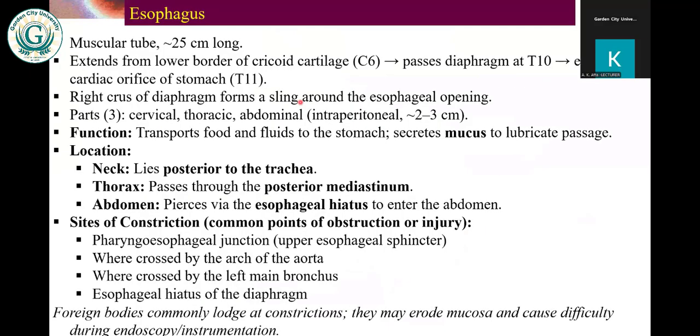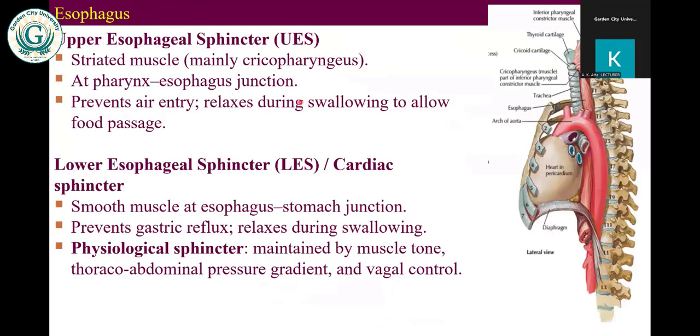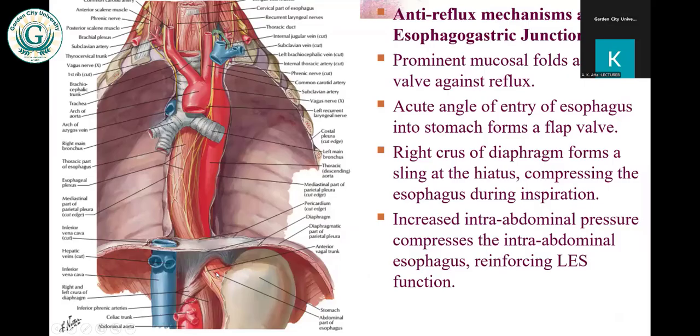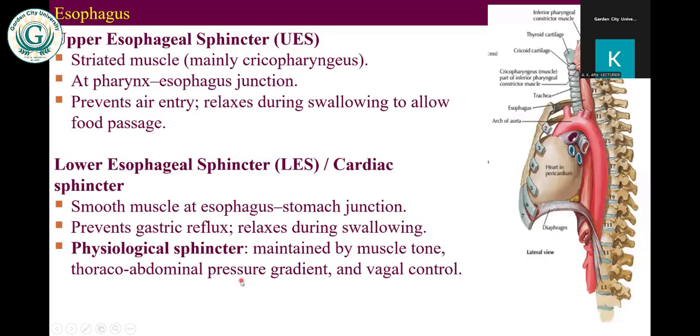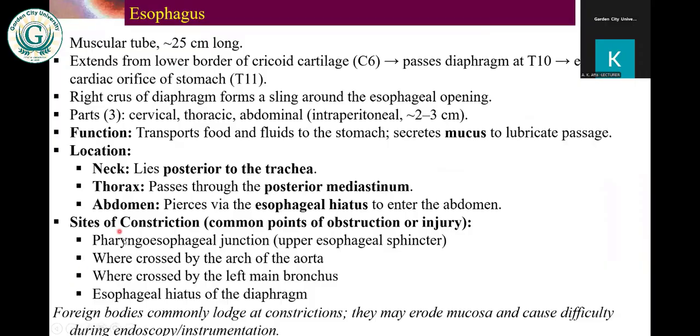So we started with the esophagus being a muscular tube. We look at the upper esophageal sphincter, which is a skeletal muscle sphincter at the junction between the pharynx and the esophagus, and the lower esophageal sphincter, which is between the stomach and the esophagus. We look at the three constriction sites, and we said that that is where foreign bodies are likely to lodge. And we also talk about its importance during instrumentation.